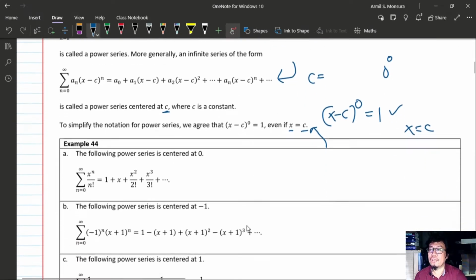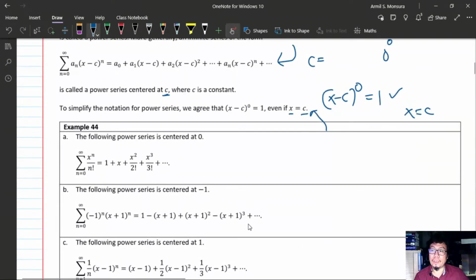In example 44, we illustrate some of the infinite series that are considered to be power series. Say, for example, x raised to n over n factorial. Its sum from n equals 0 up to infinity has this expansion: 1 plus x plus x squared over 2 factorial plus x cubed over 3 factorial and so on. The series negative 1 raised to n times x plus 1 raised to n, from n equals 0 up to infinity, would be expanded in this manner.